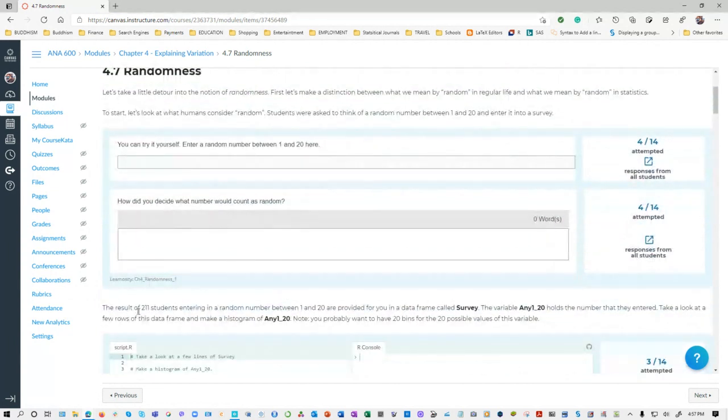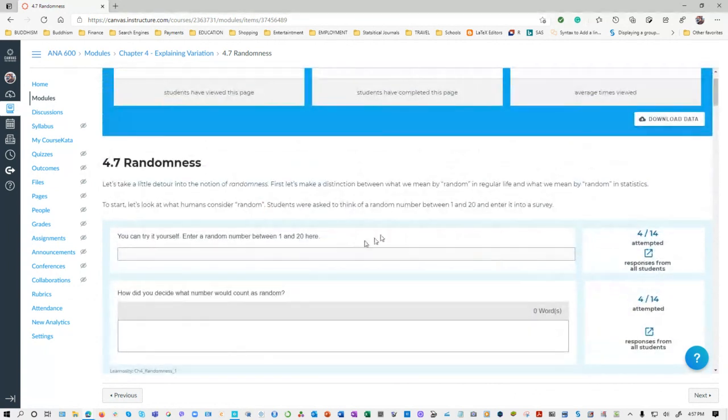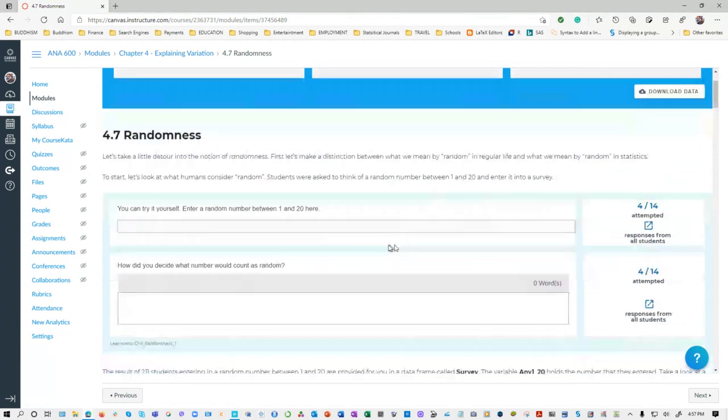The results of 211 students entering random numbers between 1 and 20 are provided for you in a data frame. In day-to-day life, in regular life, you call something random, and then we will see what we call random in statistics.